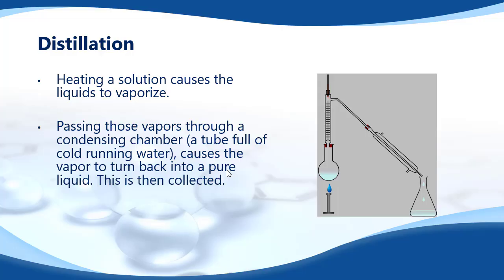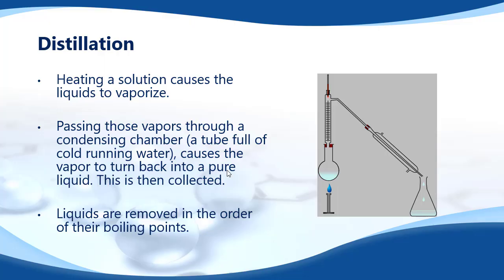If I let it keep going, what will wind up happening is once the temperature reaches 100 degrees, so it'll stay at 85 until all the water is gone, or all the alcohol is gone, then it will keep rising. Once it gets to 100, it will then start distilling the water itself. Right, so you can separate things by their boiling points by using distillation.